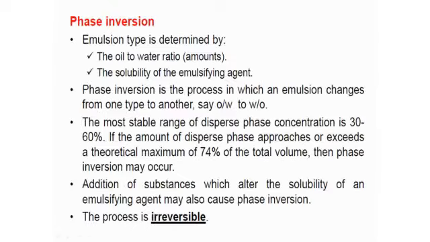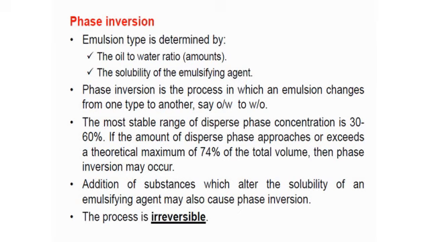So why does phase inversion take place? The emulsion type is determined by the oil to water ratio, that is, the phase volume, and also by the solubility and partitioning behavior of the emulsifying agent, as I have already told you. Phase inversion is the change in the type of emulsion: either water in oil gets converted into oil in water, or oil in water gets converted into water in oil.